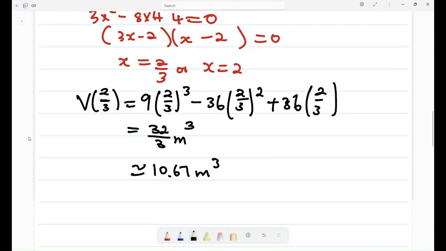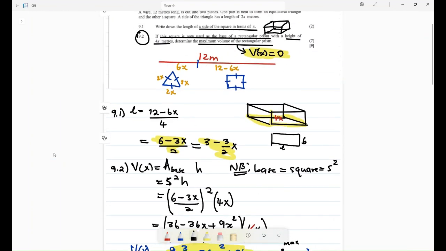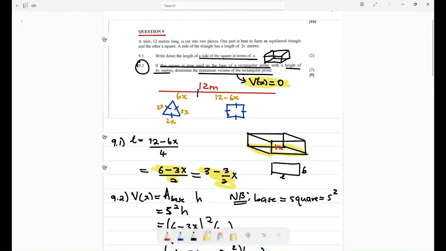So yeah, that's how these questions are structured. Basically, what you need to find is a suitable equation. You also need to remember the formulas, because unfortunately you are not given them. If you remember the formula, then substitute into that formula.